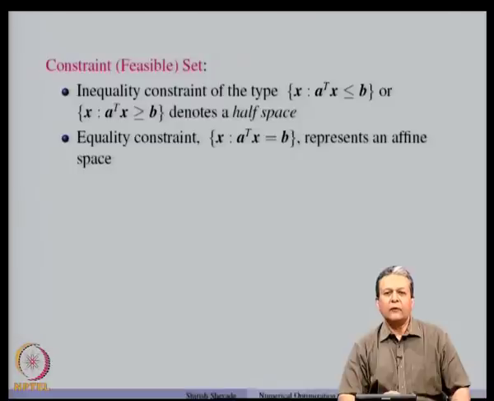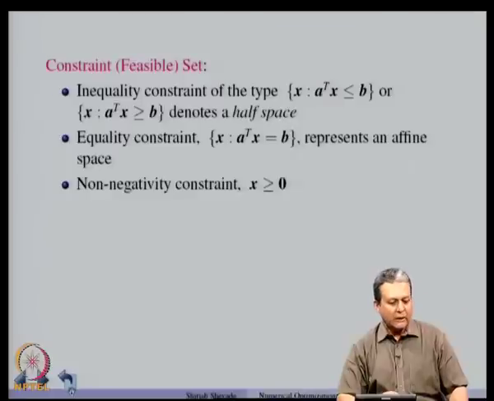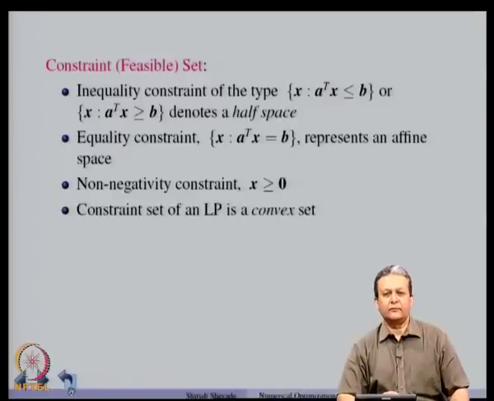Now, if we combine all the constraints together, that represents the intersection of a collection of convex sets, and we already know that the intersection of an arbitrary collection of convex sets is a convex set. Moreover, we sometimes have the non-negativity constraint. Again, it can be written in the form of x greater than or equal to 0. So, this set again is a convex set. Therefore, the constraint set of a linear programming problem is a convex set.